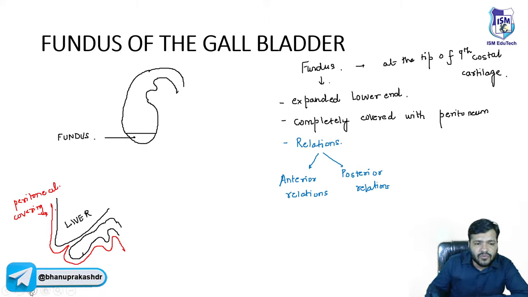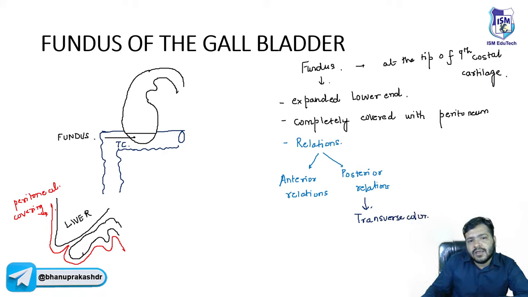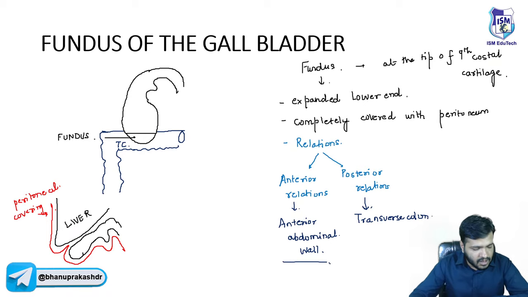Now, we have a colon over here, and the name of this colon is the transverse colon, which is situated just behind the fundus part. So in the posterior relations, remember that we have the transverse colon. Anteriorly, it is directly connected to the anterior abdominal wall. Nothing else is present in front. It is directly the wall of the abdomen to which it is connected.